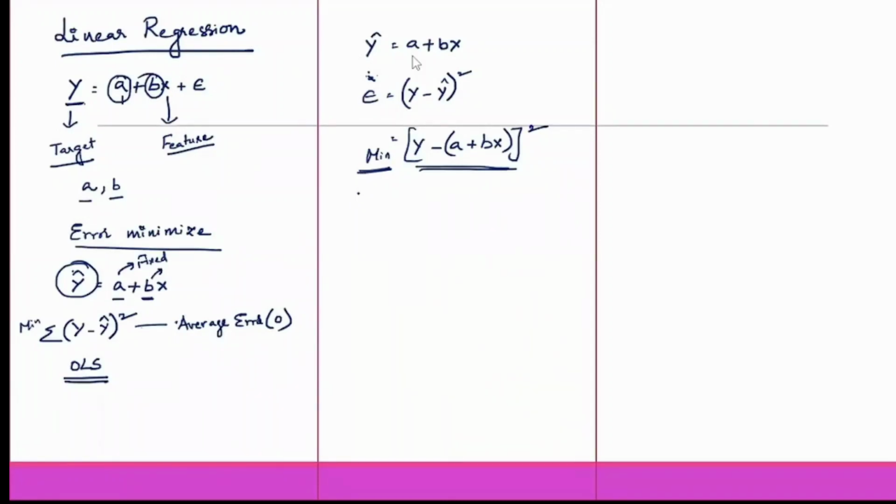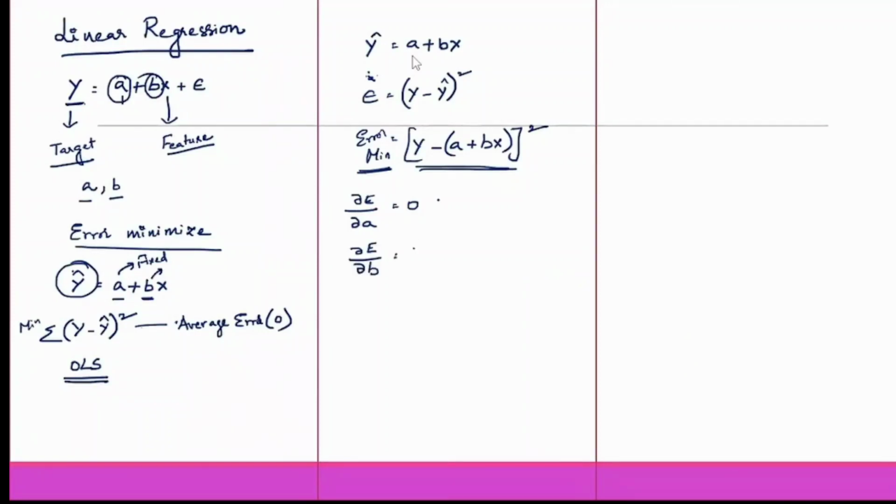So if you want to minimize it, you take the first derivative. So possibly if I'm calling this error, you take the first derivative of this with respect to A and equate it to 0. You take the first derivative of this with respect to B, you equate it to 0.